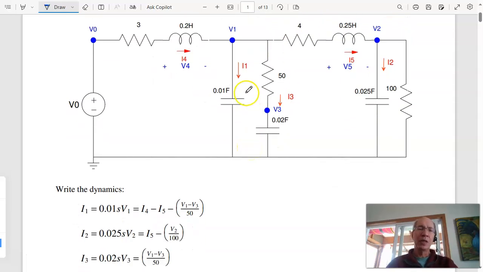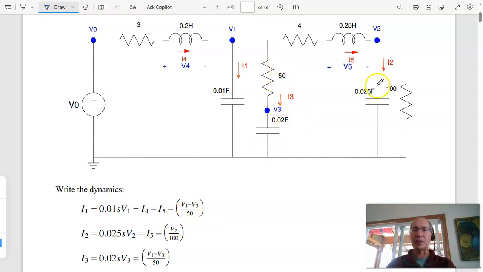For example, for the first capacitor, the current I1 is C dV/dt, 0.01 times the derivative of V1. And in my book, S and derivative are interchangeable. That's kind of what the plus operator means. That's equal to I4 minus I5 minus I3. And I3 is V1 minus V3 over 50.